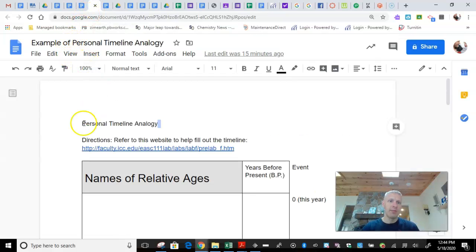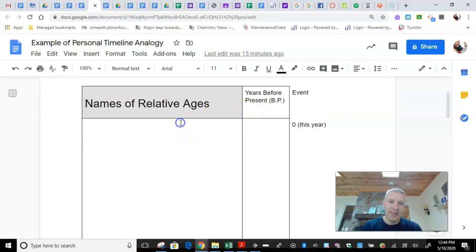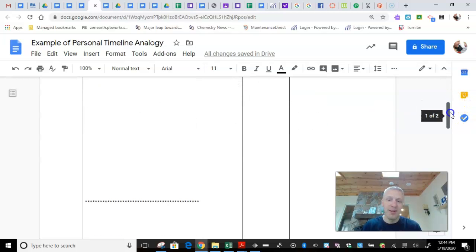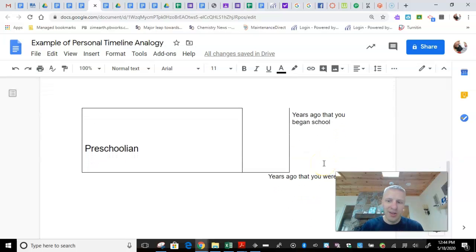All right, so I've got an example of the personal timeline analogy. I'll do basically a basic overview of my life. All right, this is year 0. And what we'll do is, I started teaching virtually due to COVID. It's kind of a marker. I'll always remember this year. It's been a bizarre one. Let's go to the beginning. I'm more of a sequential person. Let's see. I'm almost 32 this May 27th. That will be me. All right, 32. Preschooling. So years ago that you began school.